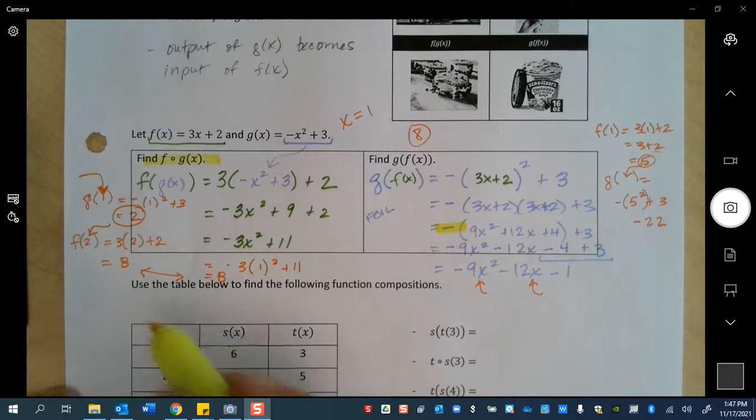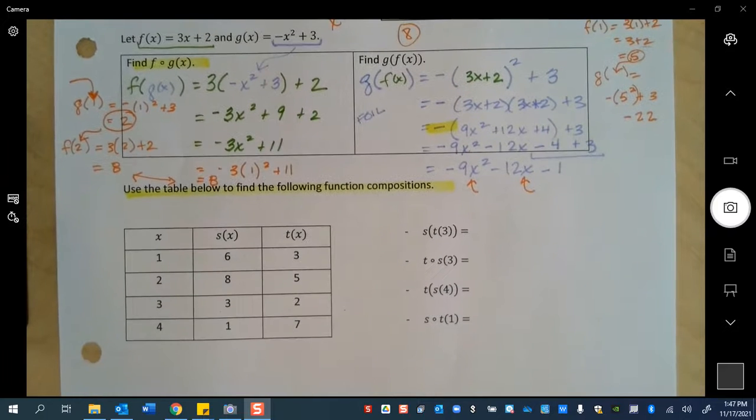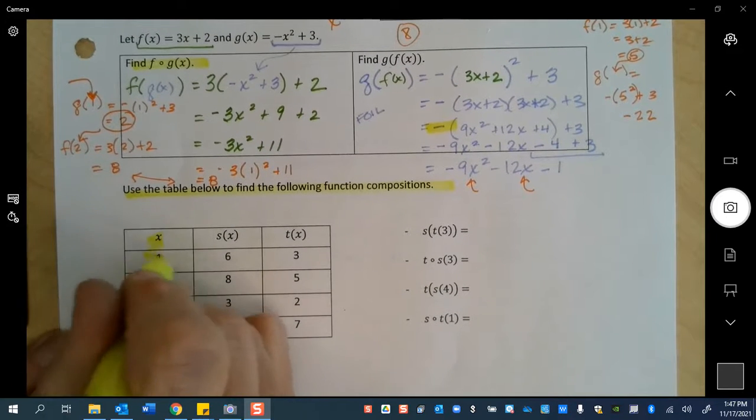All right, some more practice for you. Use this table below to find the following function compositions. Here is my input.